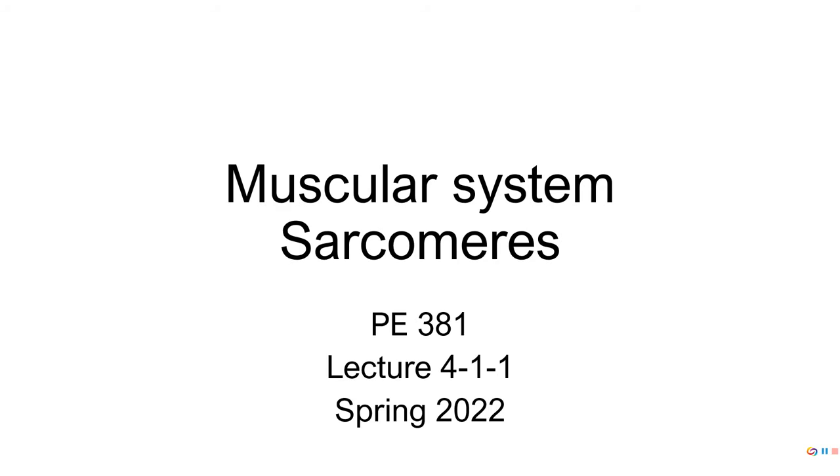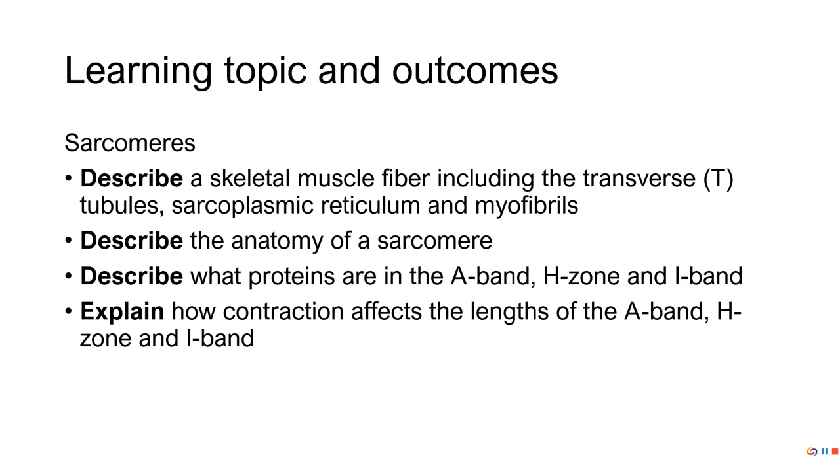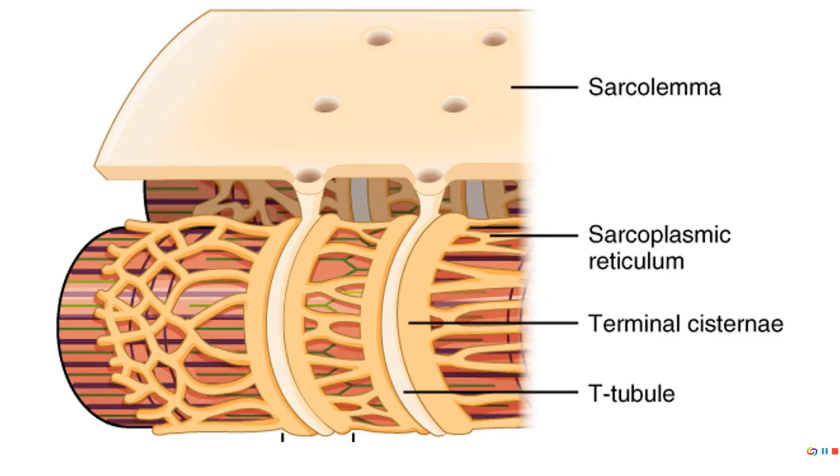We are going to start talking about the muscular system by reviewing sarcomeres. So here is our topic and outcomes for the day. And just to start off, here's an overview of a muscle cell. The important parts that we've got on this are as follows.